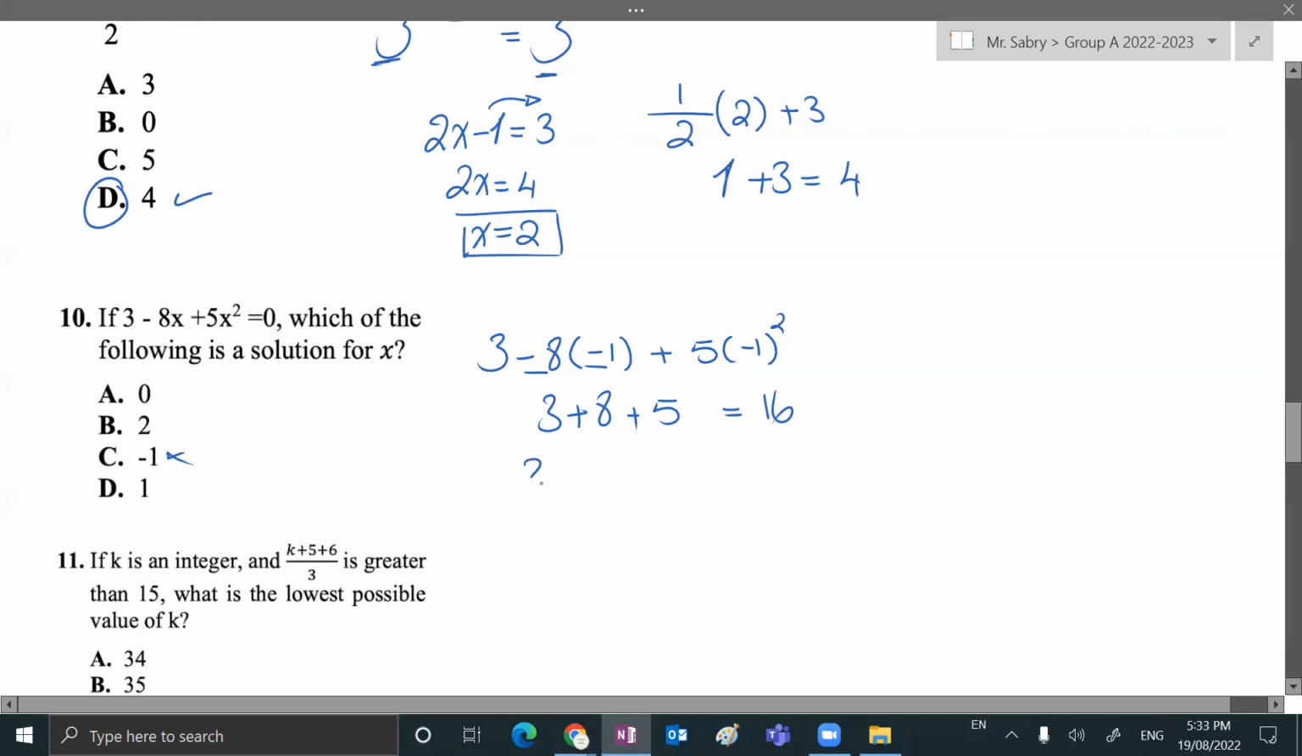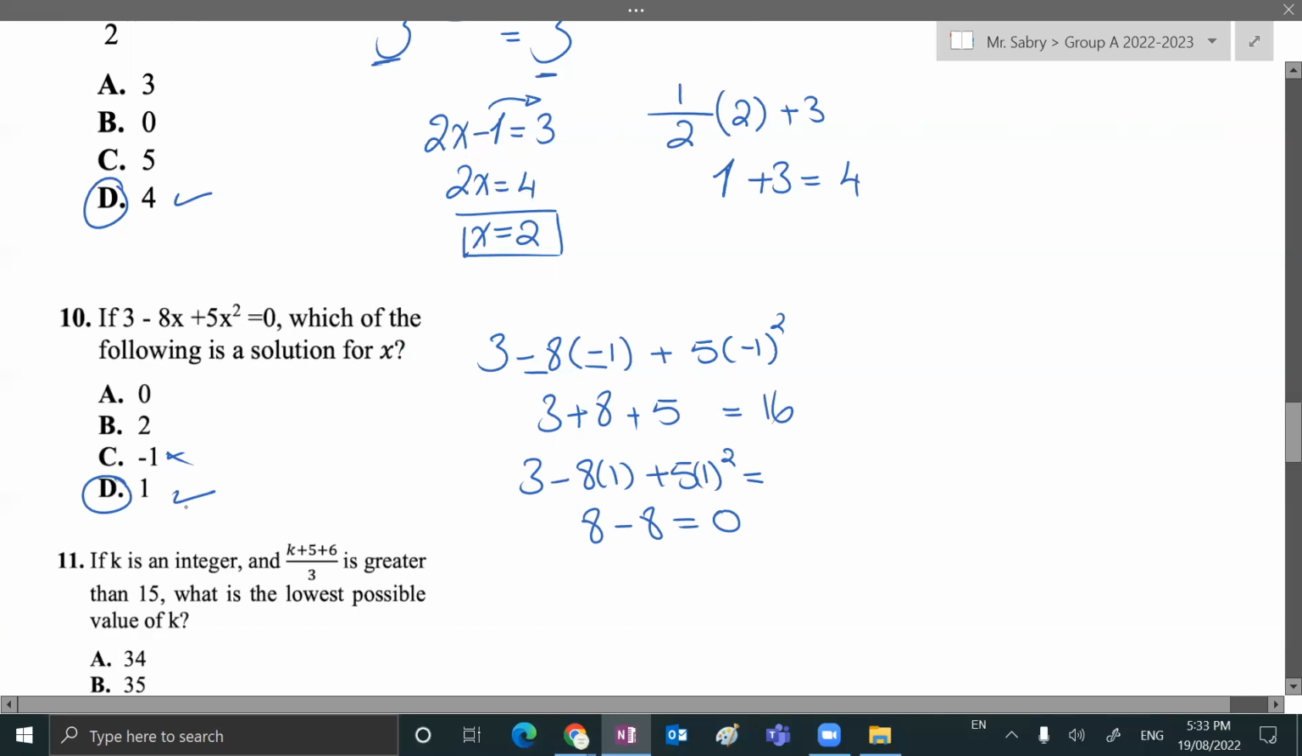Let's try the 1. 3 minus 8 times 1 plus 5 times 1 power 2. 3 plus 5 is 8. 8 minus 8, that's definitely a 0. So definitely it is 1. So the easiest thing to do here is to substitute.